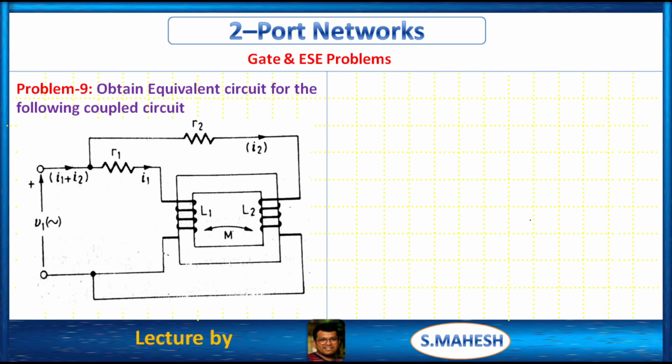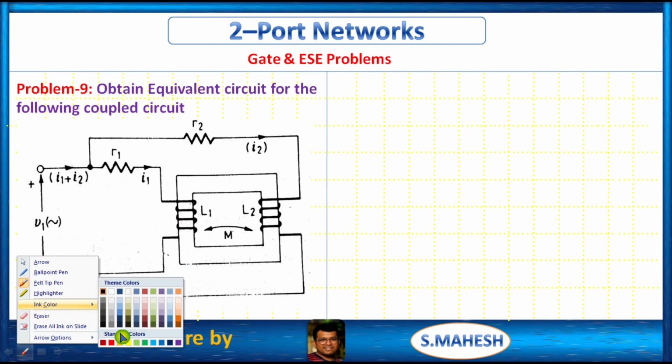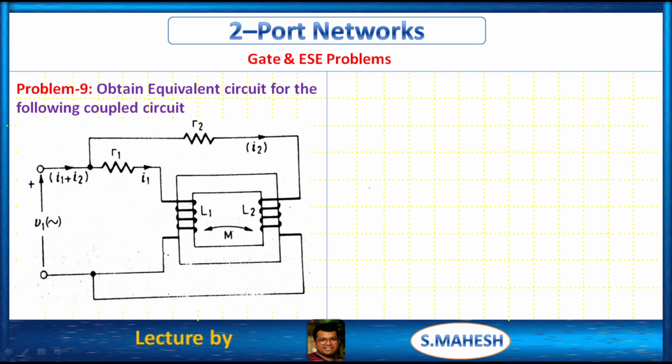Next, obtain the equivalent circuit for the following coupled circuit. It means we have to get the electrically equivalent circuit for this circuit. Very simple. See, we have modified this. That's it. We only have to modify this.